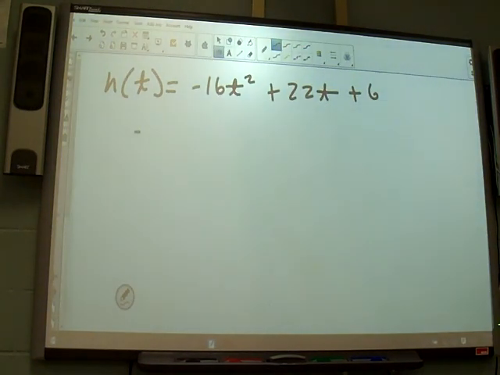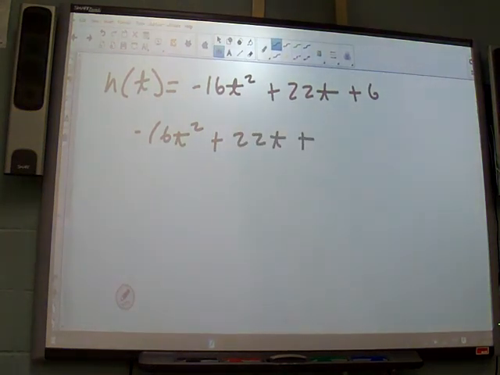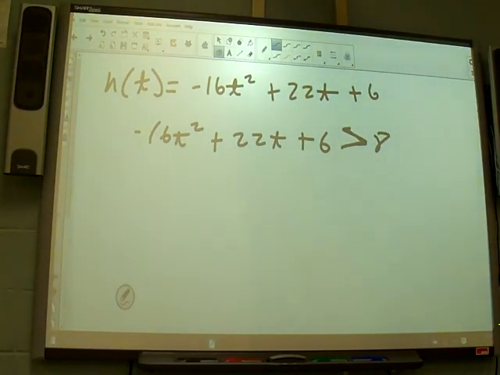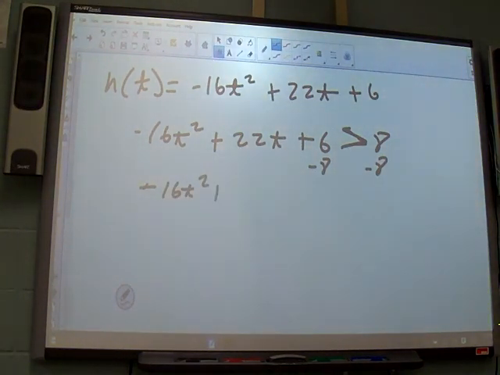So what we're going to do is take this equation, and we're looking for where it's going to be greater than 8 feet. So greater than 8 feet, now that's no longer in standard form. I would now need to subtract 8 from both sides, so I'm changing their equation a little bit. That would give me negative 16t squared plus 22t, and 6 minus 8 makes that a negative 2. So now we have it in standard form.